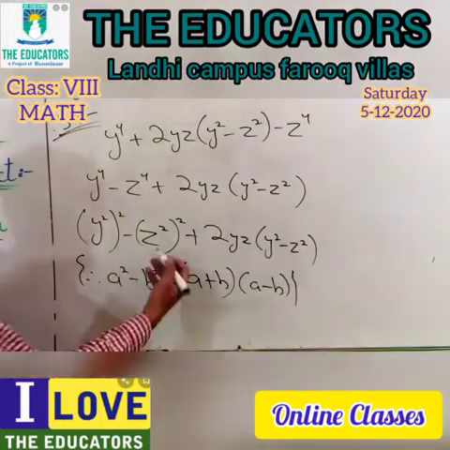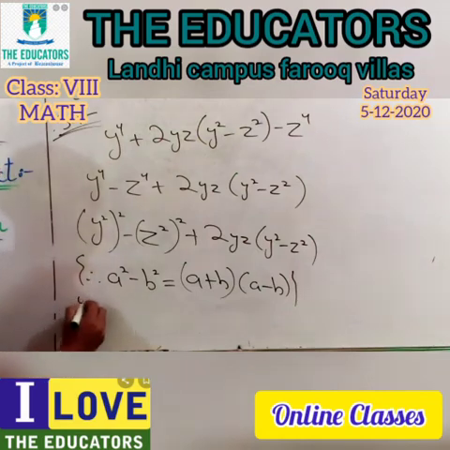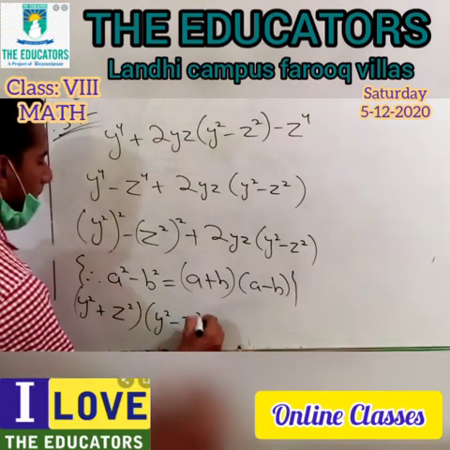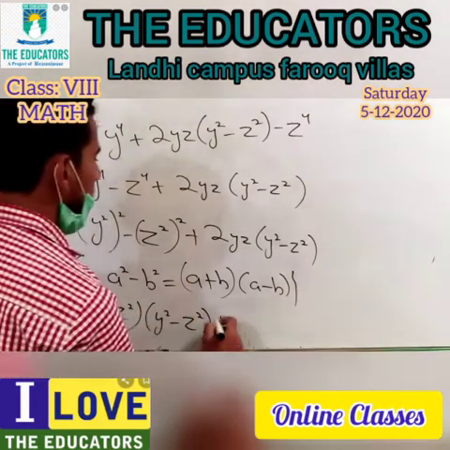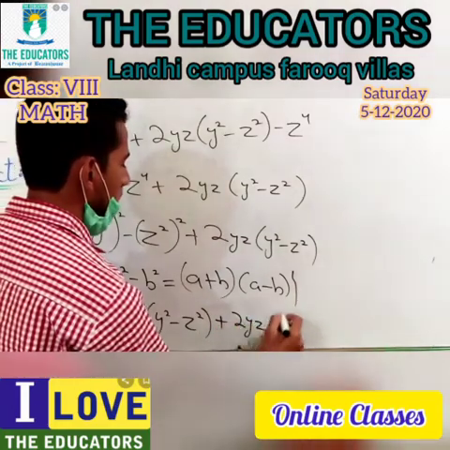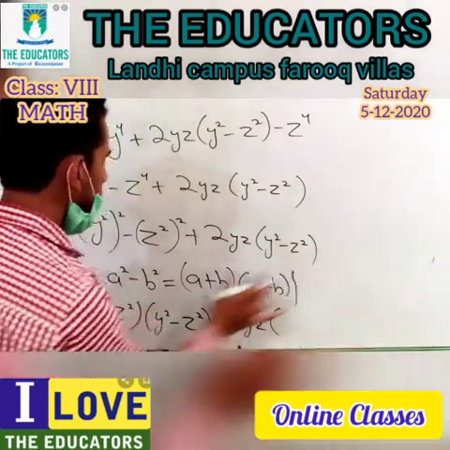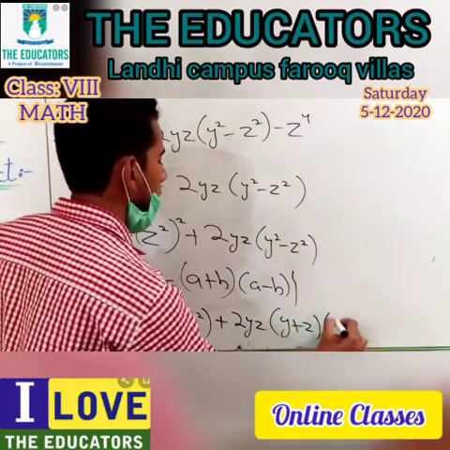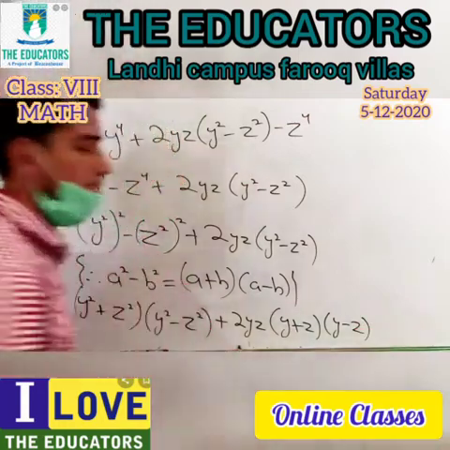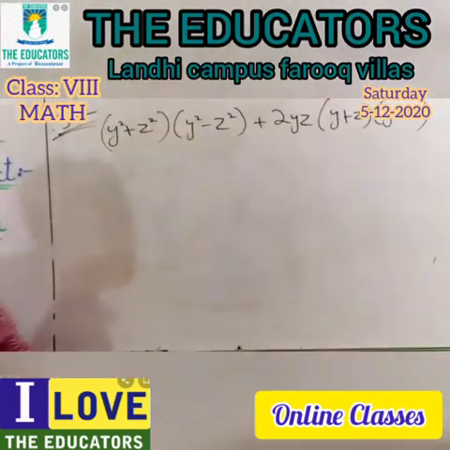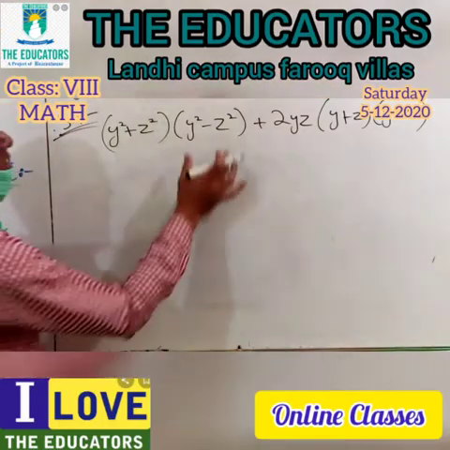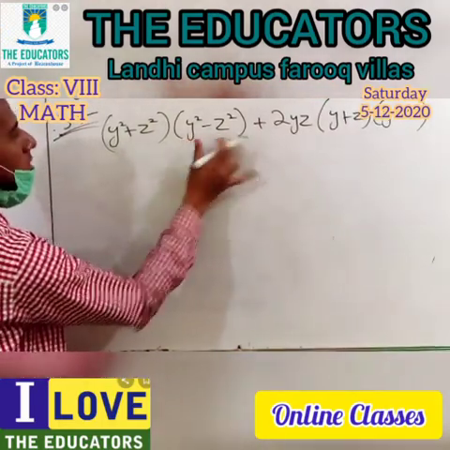After putting values in the formula, we will have y square plus z square into y square minus z square, and here plus 2yz as it is, and in place of y square minus z square I am using this formula, so I will have y plus z into y minus z. I rewrote my step here again. Now we are using this formula again for this term y square minus z square.